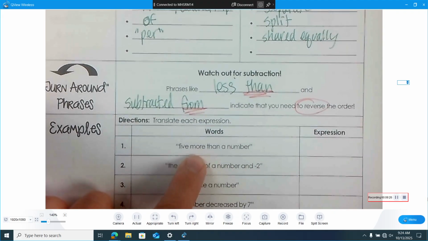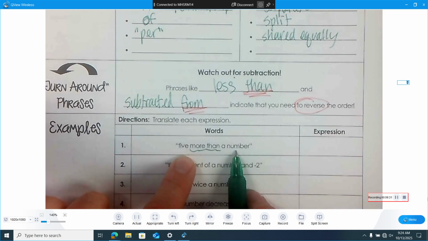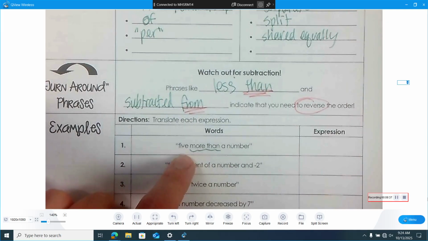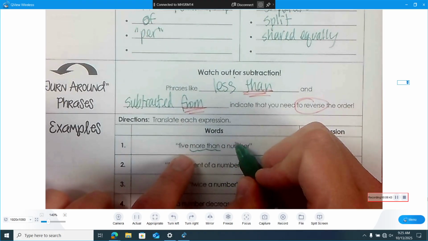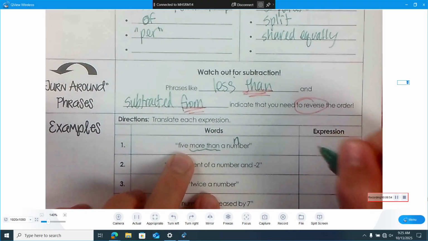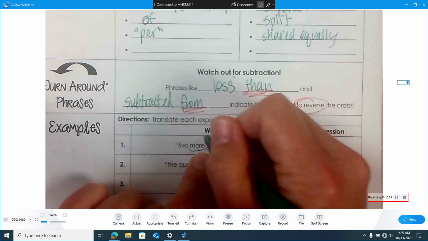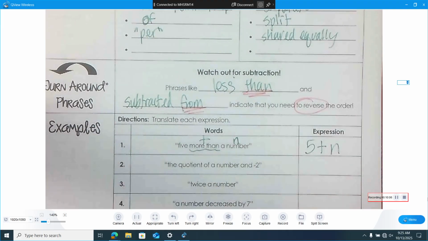So we want to translate each expression into math. 5 more than a number. Do I know what the number is? No. And so when we're talking in our class about any old number, what do you suppose we use to represent it? Yeah, an X or an N. I'm going to use N, just to represent a number. So 5 more than a number. What should we write for our expression? Yeah, we've got a 5. And what operation is more than? Addition, very good. So 5 plus a number n.